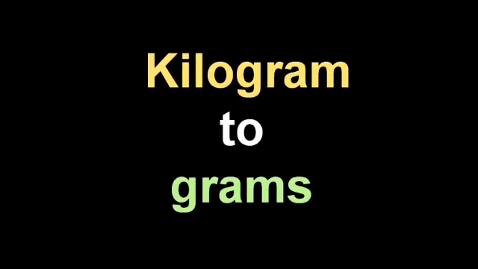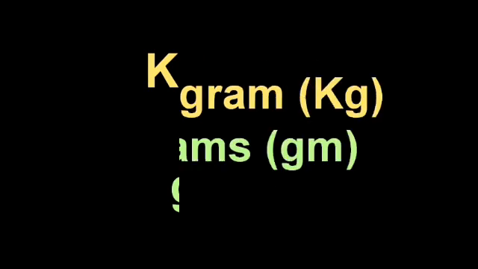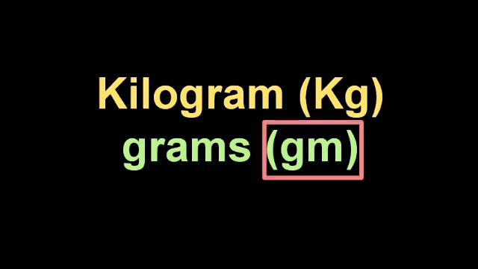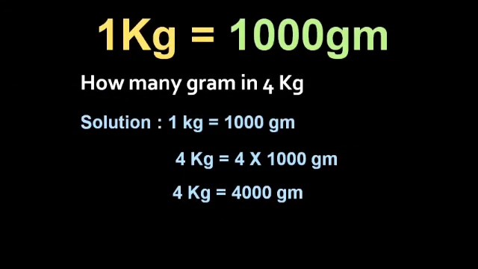Now the next unit is kilogram to gram. The kilogram to gram unit is used to measure solid grains or substances, such as food grains. Kilogram is denoted by the letters kg and gram is denoted by the letters gm. Let us solve an example.